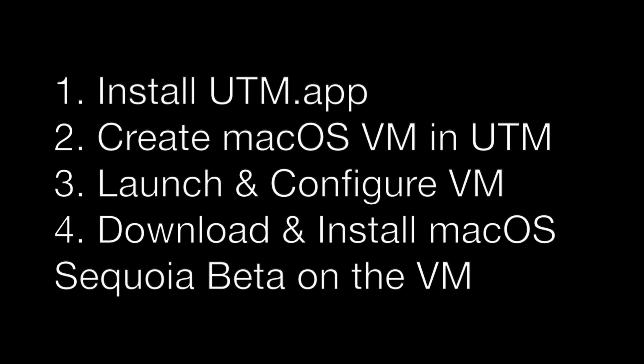So just to summarize the steps that we went through one more time here, we went to the UTM website and installed the UTM app for macOS. We then launched the UTM app and went through the process of creating a new macOS VM. Then we launched and configured the VM and created our account. Once we were logged into the VM, we went to the Mr. Macintosh website and grabbed the Sequoia InstallAssistant package, and we installed that.